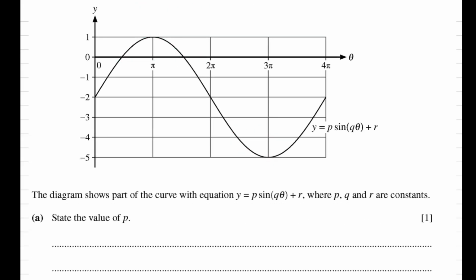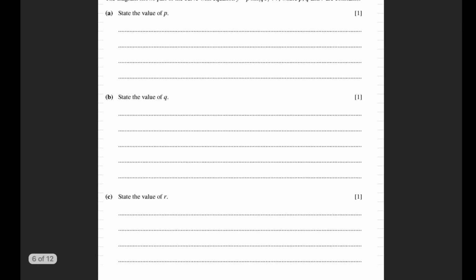Now I have the graph. We are asked to find the function. So here we have the graph, and the function is y equals p sine q theta plus r. So theta is like the x. Now we need to find the value of p, the value of q, and the value of r.